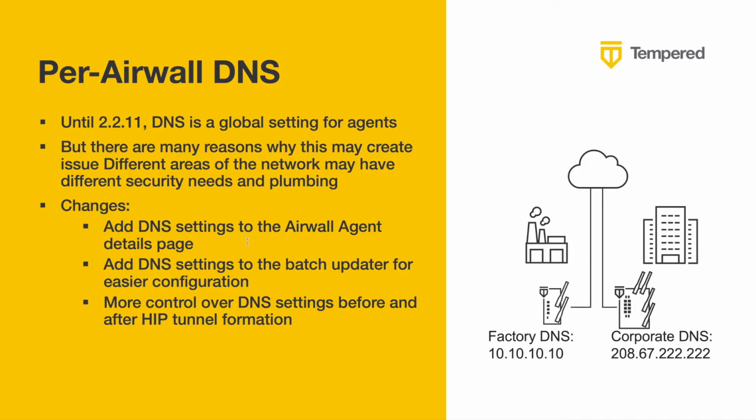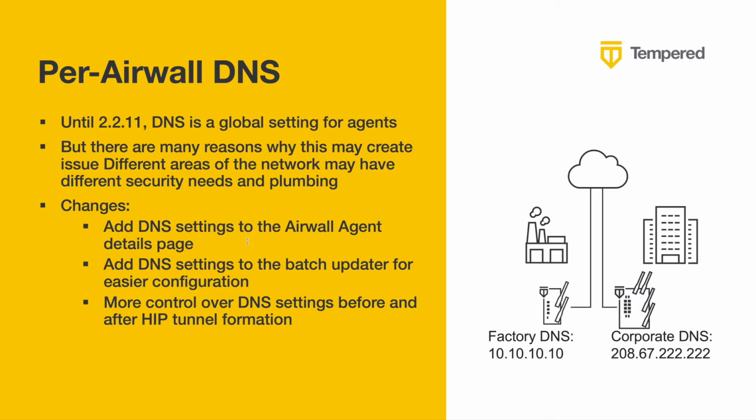The rest of the features are what I like to call compatibility or implementation features to try to make it easier for us to fit into all the different customer networks we're encountering. The first of those is per Airwall DNS. Previously, DNS was a global setting for all of the agents that are part of the network. But that creates some problems. Maybe in different parts of the network you have a different security stance, and therefore you want to use a different set of servers for DNS. There are many different reasons customers have brought to us. So starting with 2.2.11, you can specify a DNS server per Airwall agent. We've also added support for this feature to the batch updater, so you can easily push that configuration to a group of Airwall agents.